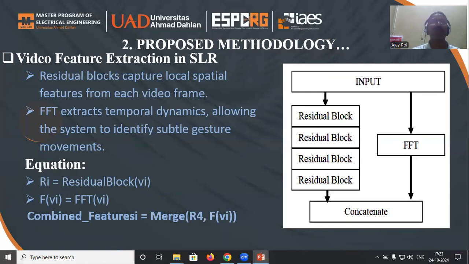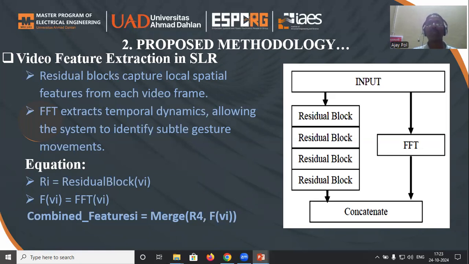Next, video frame extraction. The proposed CNN architecture for the extraction of features from the video frames is shown here. This model consists of four residual blocks in parallel to the FFT features, which combine to provide the important features in both local as well as global form.